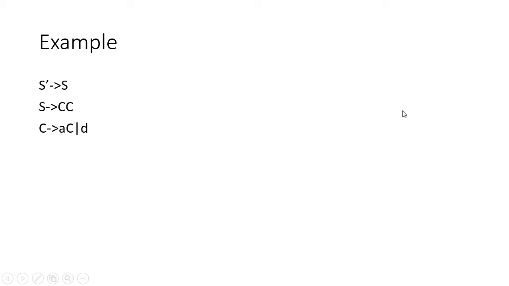And similarly, if you see dot CC, there's an extension. Let's look at the grammar again. If you see S derives CC, so for C there's an extension. C can be AC and C can be D.